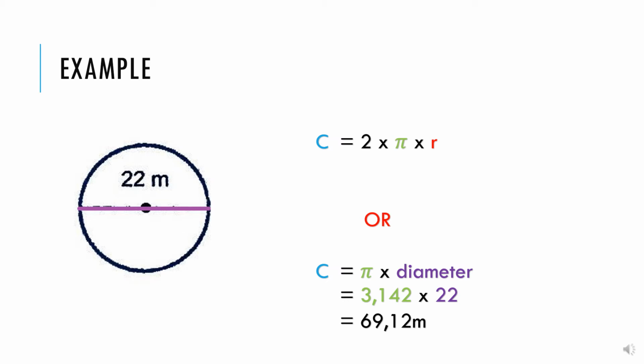You can still use the first formula. Just remember to convert the diameter to a radius by dividing the diameter by 2 if you make use of the first formula you see there on top.